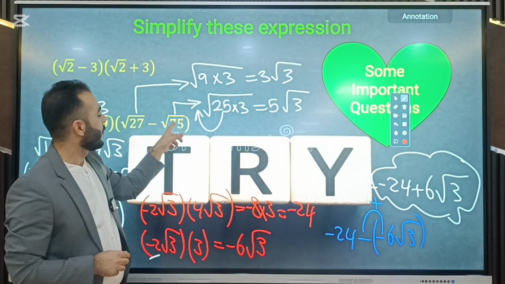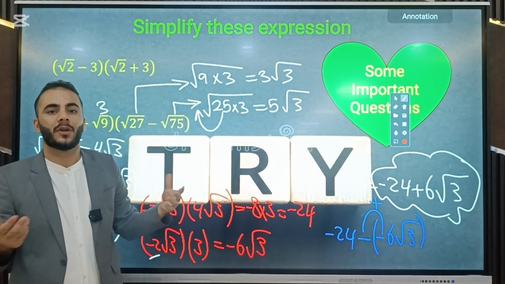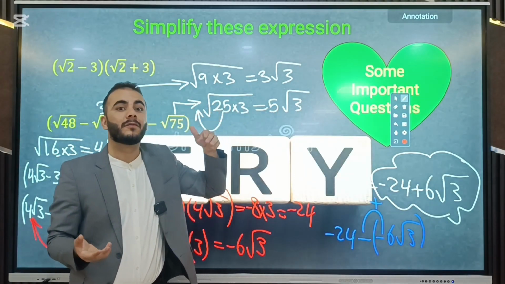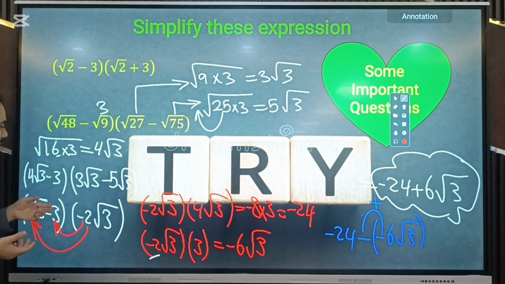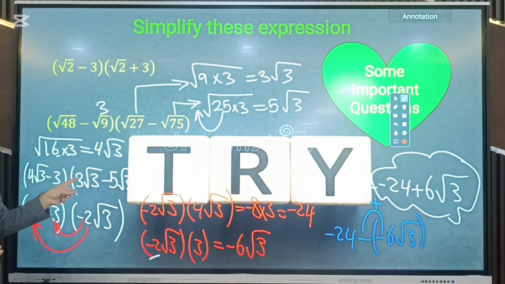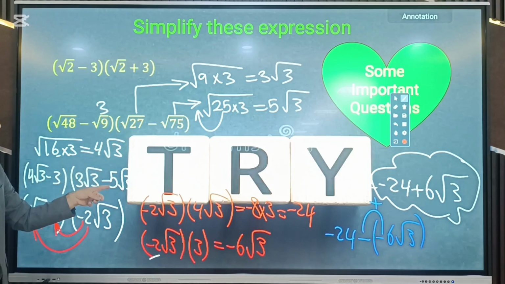Okay. And square root of 75 is the same as 25 times 3. So again, 25 is perfect. Since it's perfect, it's going to come out as 5. 5 square root of 3. Okay. So rewrite this bracket again. Instead of square root of 27, I wrote 3 square root of 3. And instead of square root of 75, I got negative 5 square root of 3.